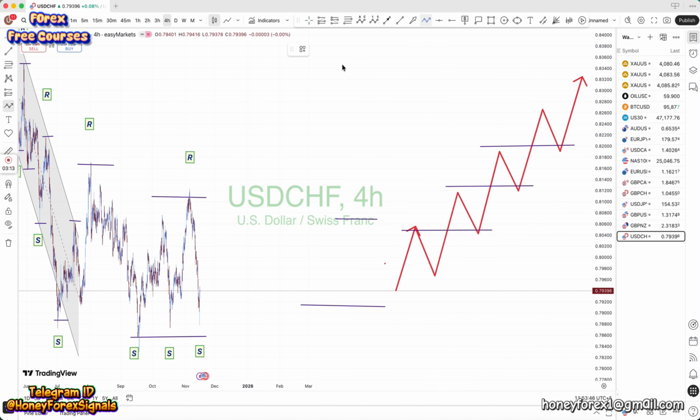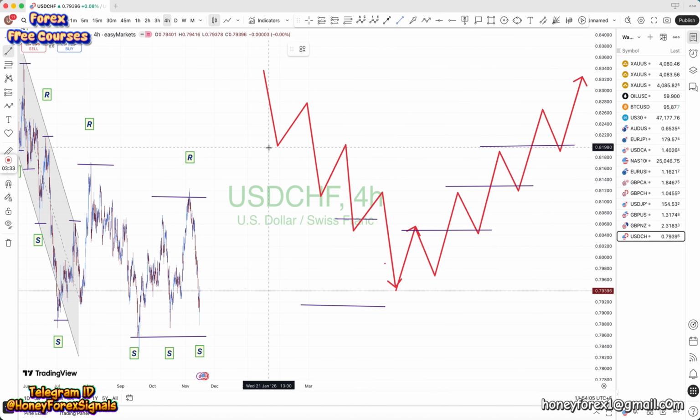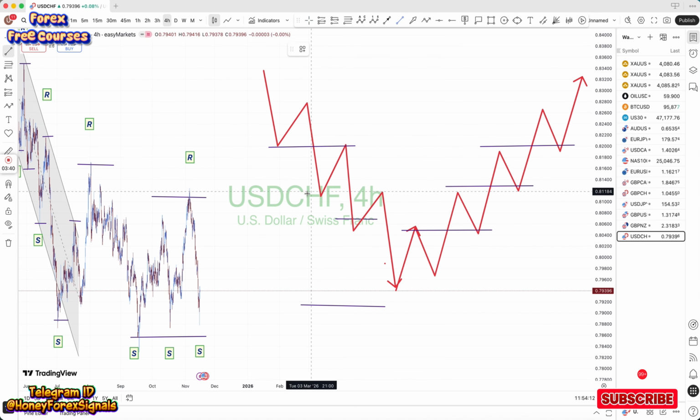Or if we look at a downtrend: support, resistance, support, resistance, support. Resistance, support areas, and our support area becomes resistance. Support becomes resistance. Support becomes resistance.